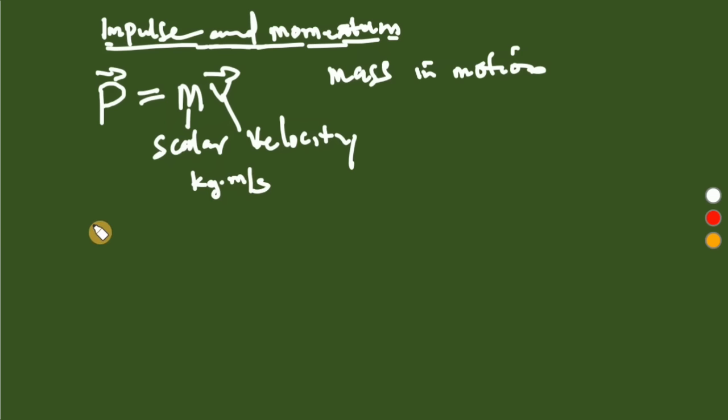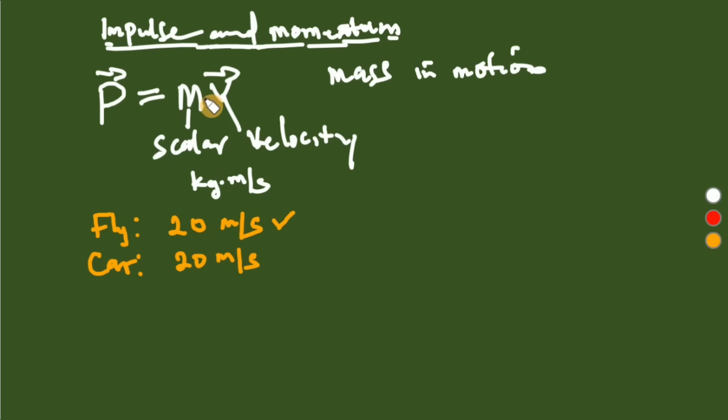Let's say a fly flies at a velocity of 20 meter per second and a car moves at this speed also, 20 meter per second. Which of these do you think will be easier to be stopped? You see that the fly will be easier to be stopped. So the fly has lesser momentum than the car moving at this speed. Of course, you now see that the speeds are the same, so the car is more massive than the fly.